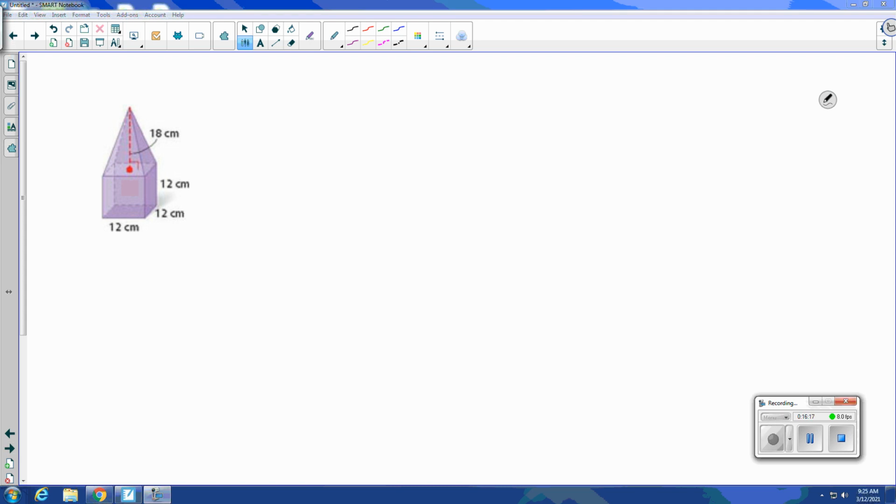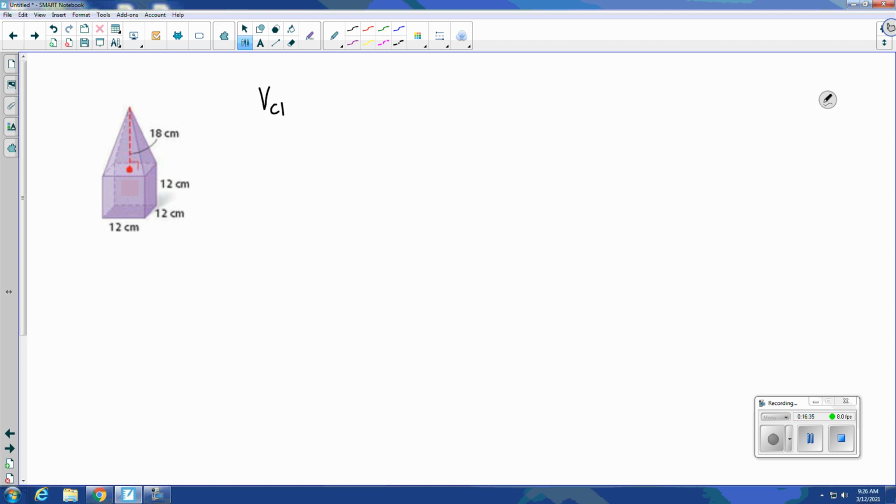All right, new composite figure. We have a square pyramid. I know it's a square. You can see that the base aligns with that cube, so we can tell it's a cube. All edges of this prism are the same, so we know it's a cube. So we know our base is a square for that pyramid. So we're dealing with a square pyramid.